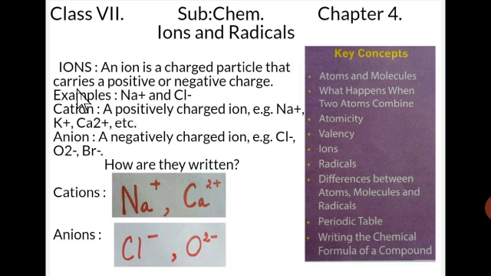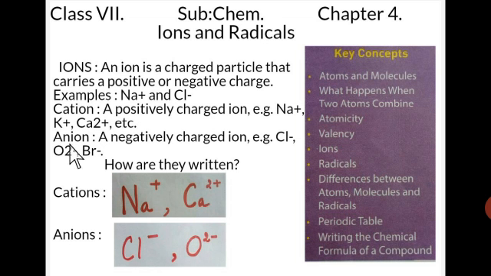Students, ions are of two types, cations and anions. Let us see what they are. Cations. A positively charged ion. For example, Na plus, sodium ion is a cation because it carries a positive charge. Similarly, K plus, Ca2 plus, etc. So, the ion which carries a positive charge is called a cation.